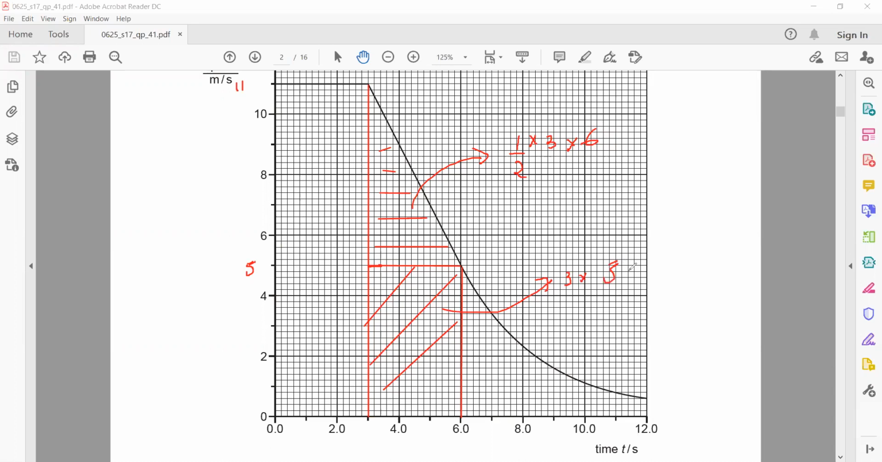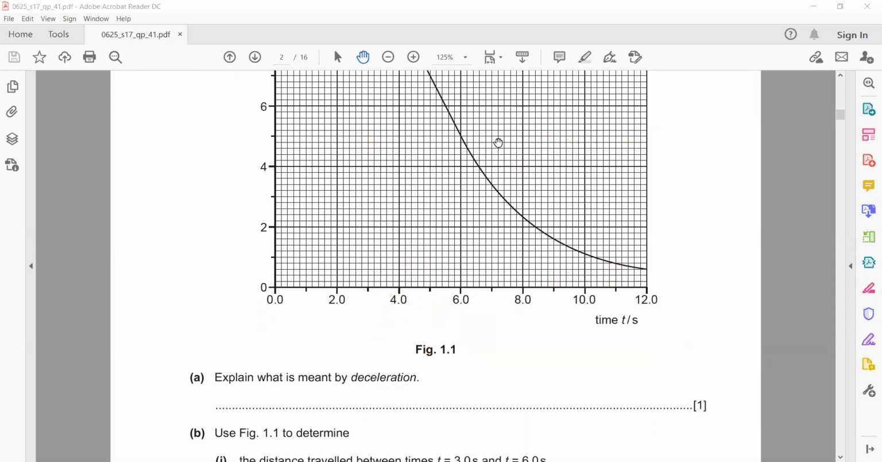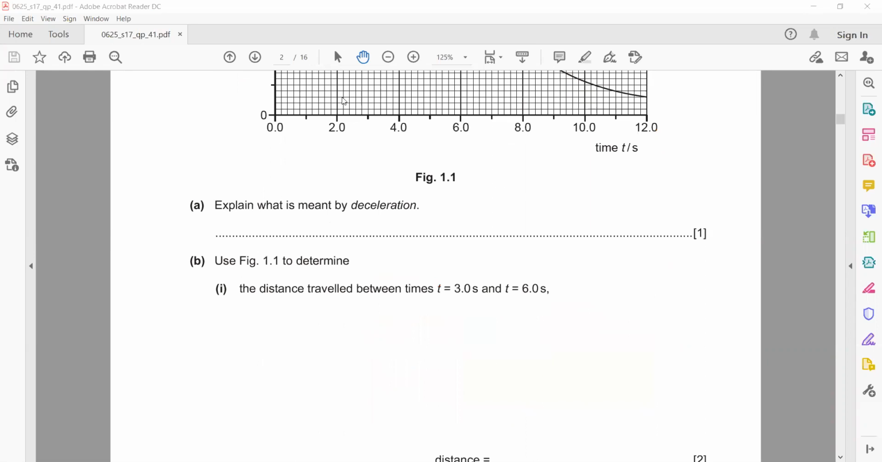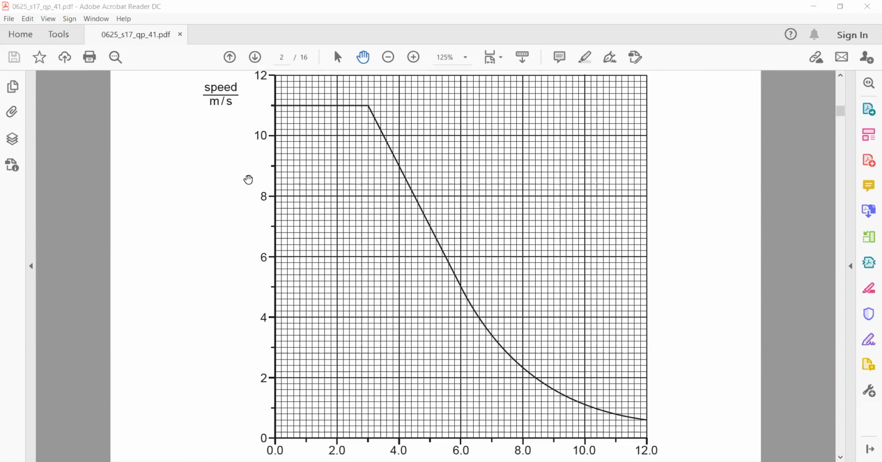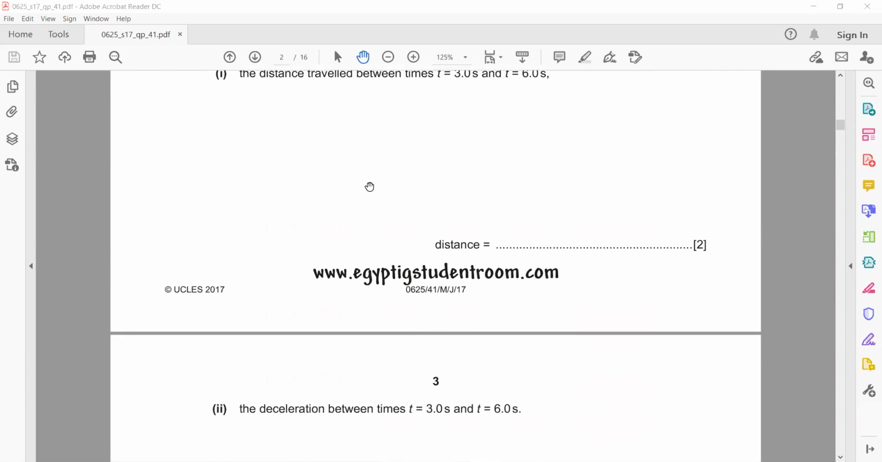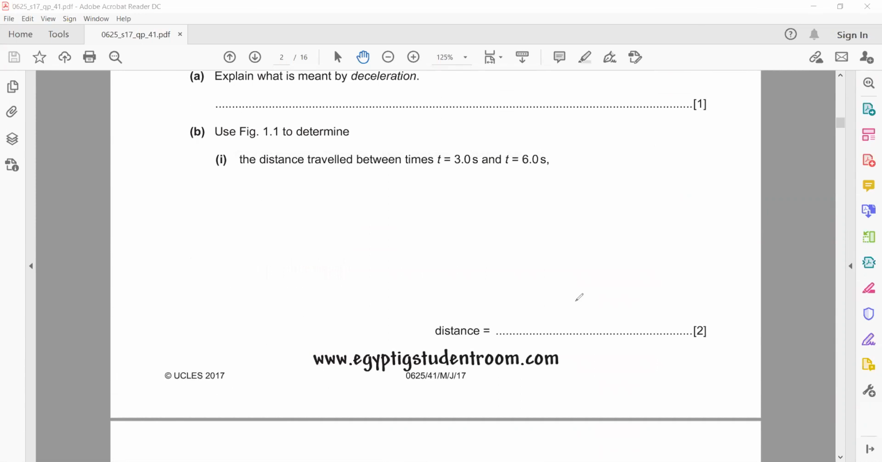So 3 multiplied by 5, that is 15. And 3 multiplied by 6, 18. 18 divided by 2, 9. And 9 plus 15 will give you 24. So the distance traveled is equal to the area under the graph, which is equal to 24. If the speed is given in meter per second, distance will be in meter. If speed is in centimeter per second, then the distance will be in centimeter.